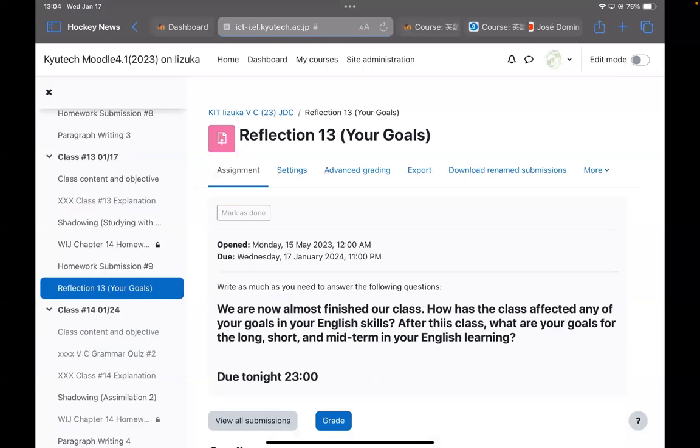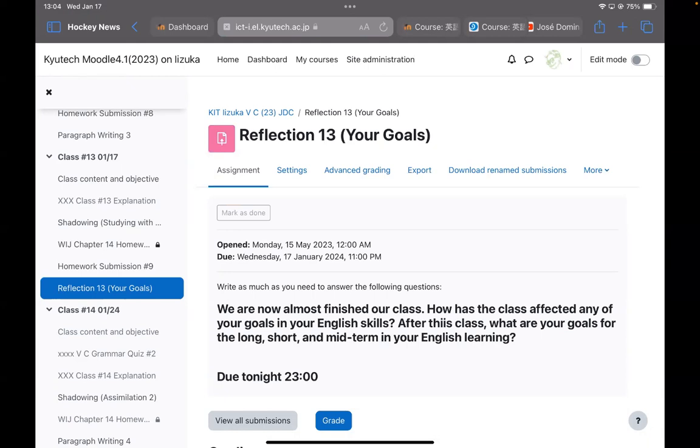And a reflection, thinking about your goals about English going into whatever you will be doing after this class, which will be second year, and you'll have some English classes. But what are your goals? What do you want to do with your English after this class is finished? That's what I want to hear and that's what I want you to talk about.